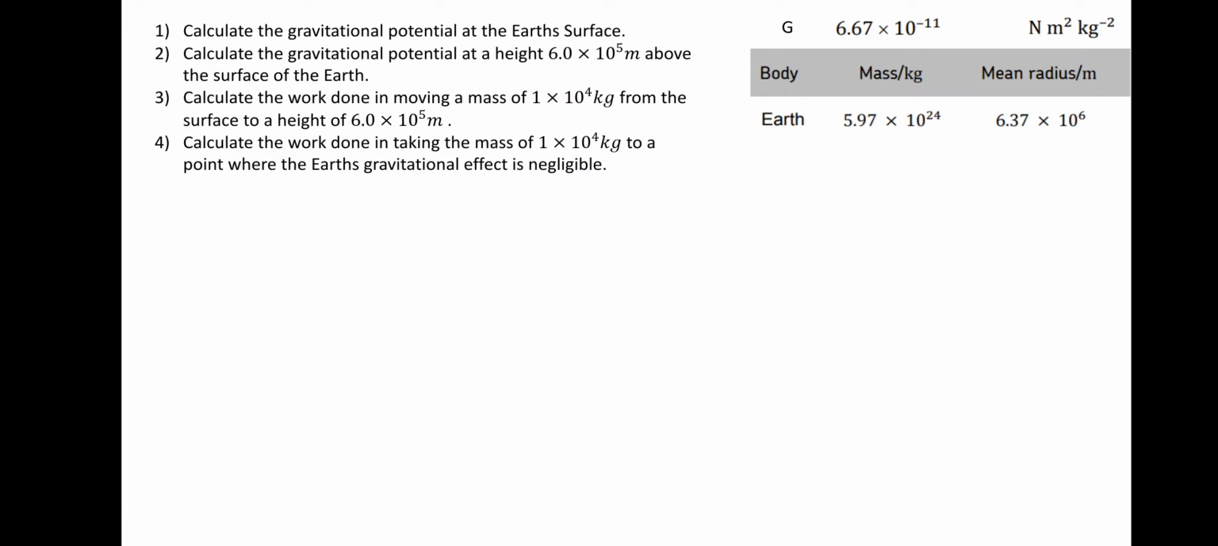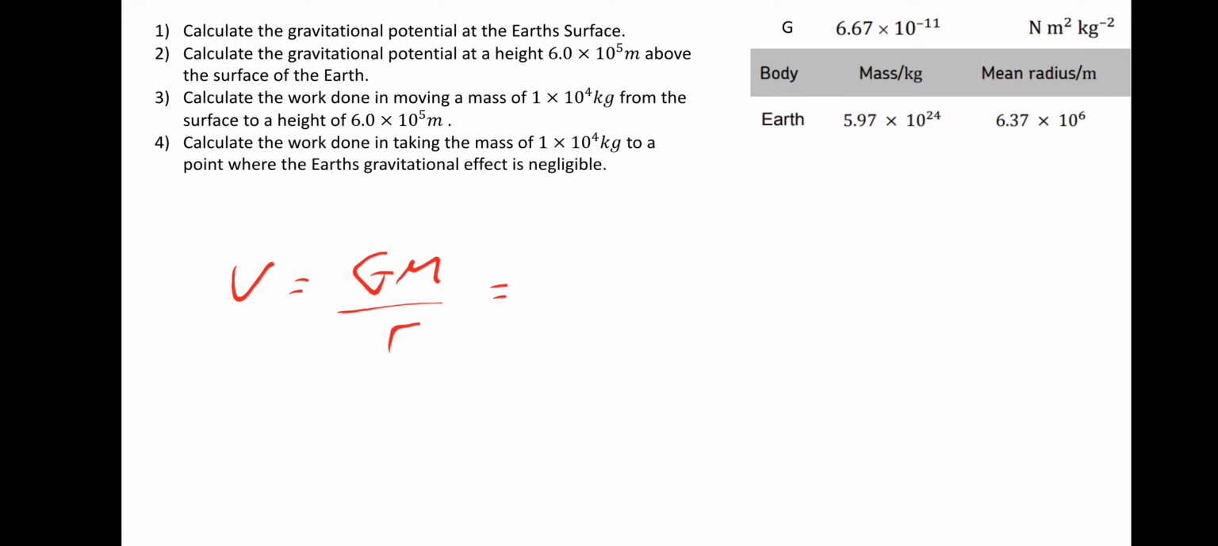So here's the example. So I'll take you through this one, and then there's another example for you to have a go at. Or if you've done this at school, you may wish to have a go at it just for practice. So calculate the gravitational potential at the Earth's surface. So the first one, gravitational potential equation. V is equal to, it should be minus GM over R, but given an answer as a positive value is okay.